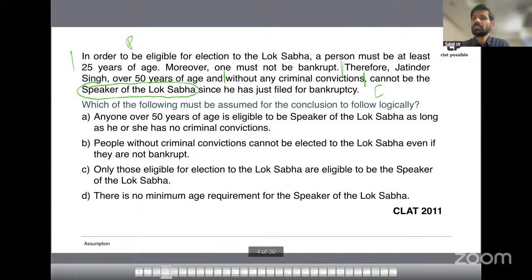So, in the premise, the author was talking about eligibility for election to the Lok Sabha. In the conclusion, the conclusion is drawn on the eligibility of the Speaker of the Lok Sabha, right? So, eligibility for election and eligibility to become the Speaker. We need an assumption, because it is an assumption question. We need a statement that connects the premise to the conclusion, something that is necessary for the argument to hold.